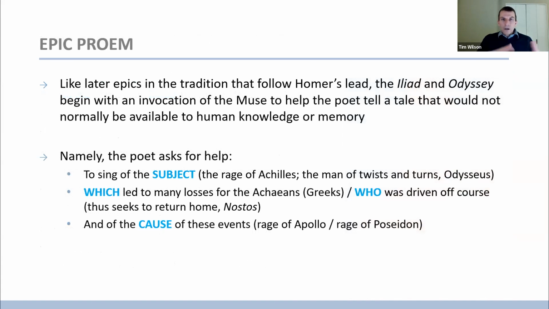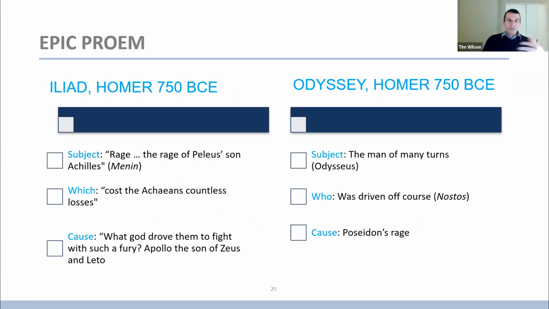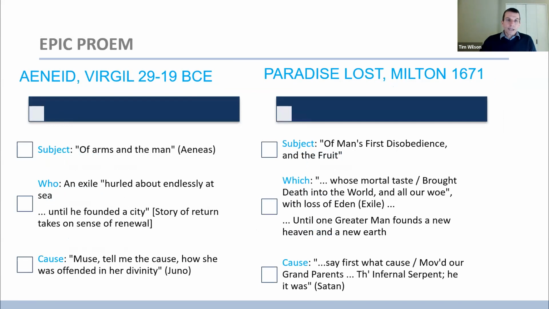So all these epics in the tradition, as I said, they begin with, okay, I want to talk about this subject, and that subject led to, or which or who led to a lot of different struggles and strife. And then what was the cause, the rage of which god was the spur of these events. So in Homer, it's rage, which cost the Achaeans countless losses, and what god drove them. And then in the Odyssey, the subject is Odysseus, the man of many turns, who was driven off course, so it caused the suffering because of his wanderings, and the cause was Poseidon's rage.